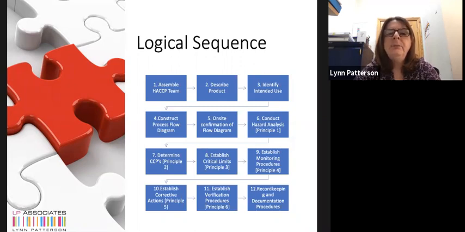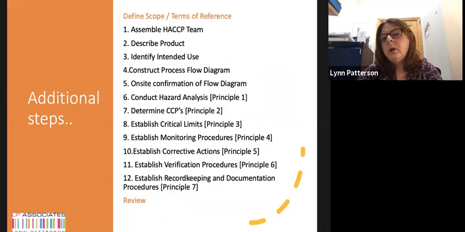So the preliminary steps are assembling your HACCP team, describing your product, identifying the intended use of your product, constructing your process flow, and then on-site confirmation of your flow. And then we add in our 7 principles. I'm going to add 2 more additional steps. So these are not strictly Codex.